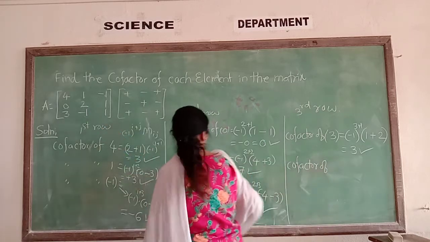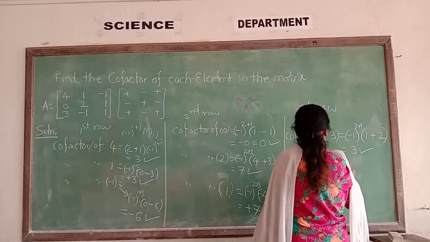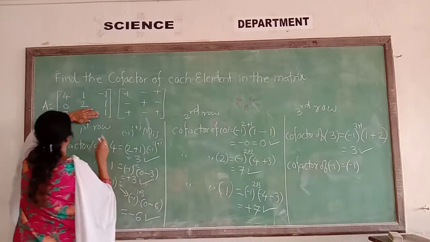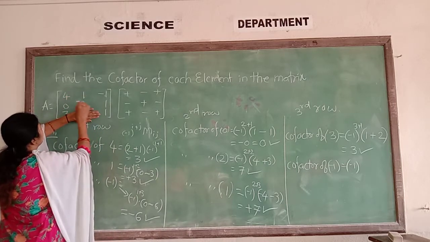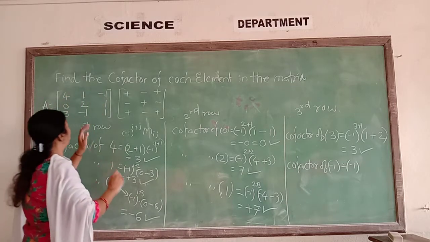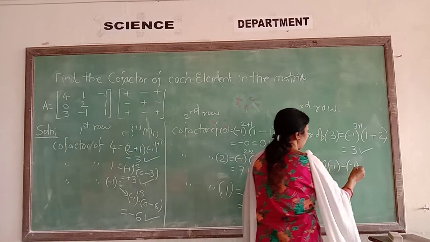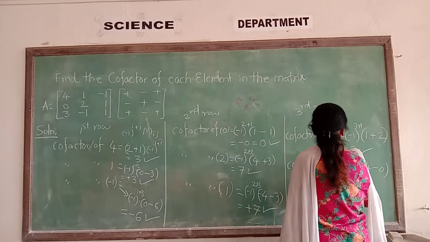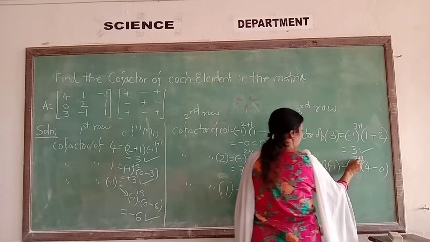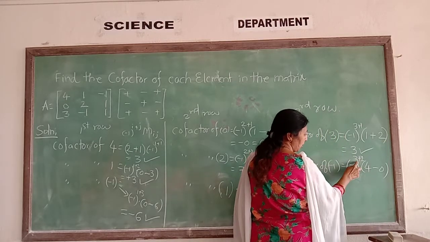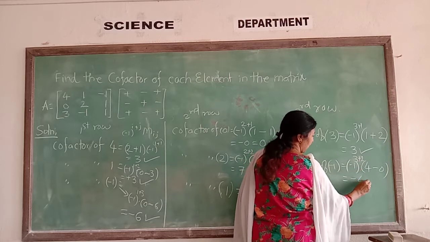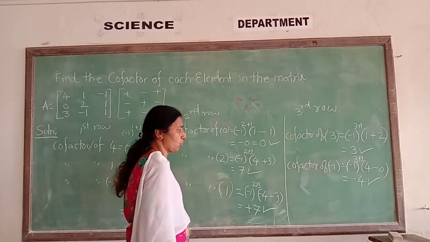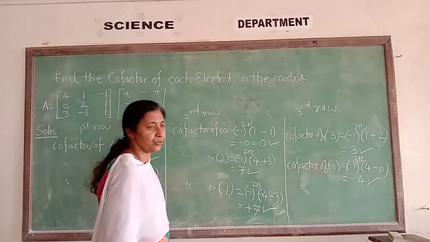Next, cofactor of minus 1. Minus 1 to the power, leaving this row and column. 4 into 1, 0 into minus 1. So 4 minus 0. Here this is in the third row, second column. 3 plus 2 is 5. It is odd, and odd means minus is coming. So minus 4. 4 minus 0 is 4, and 4 into minus is minus 4. That is the cofactor of minus 1.